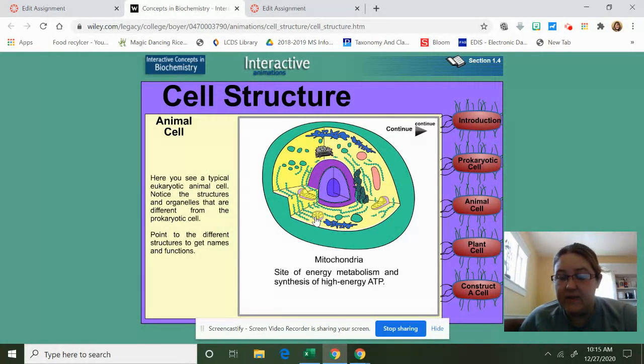Here's another picture of the mitochondria. Notice the mitochondria always has little lines going through it. That's important. The fact that it has a double layer membrane, that's those other lines. That's important for the chemical stuff.